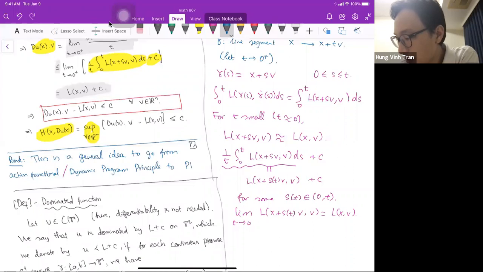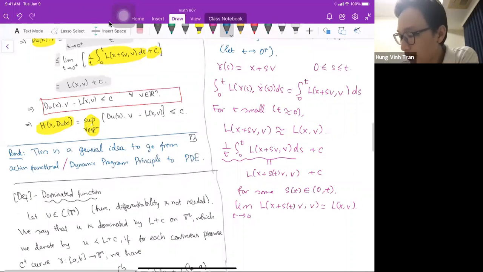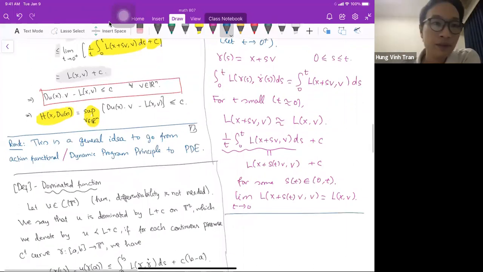To PDE. Okay. This is a very general way. Of course, for different problems, you might have to be quite flexible in what you're writing down, but overall, it is the way that it goes.